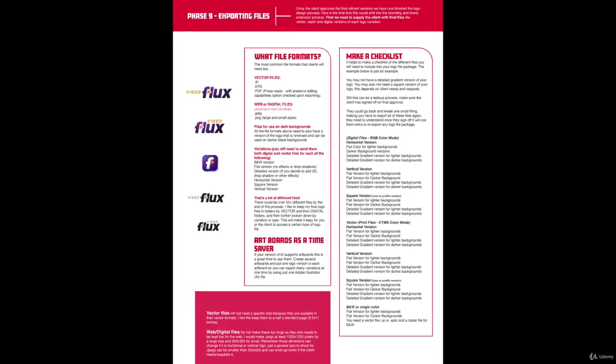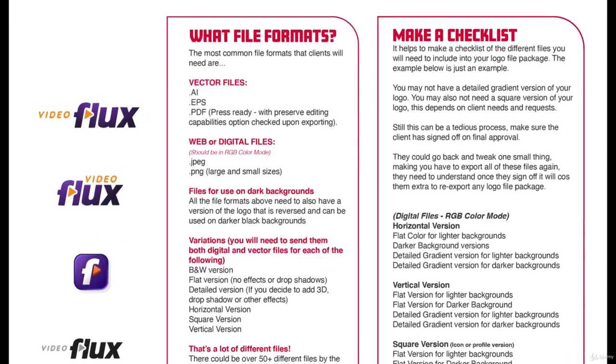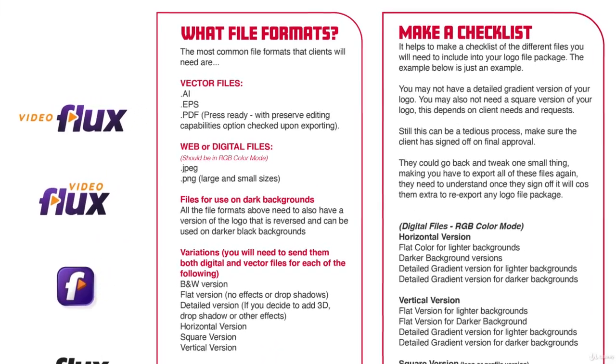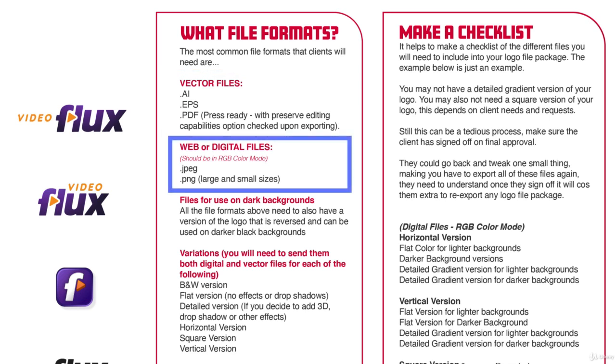Not only that, we have to think about supplying them with vector files, so original vector files like this file you're in right now in Adobe Illustrator. There's also a .eps, which is another more universal vector file, and also a press-ready PDF, which can also technically be a vector file. You also need to think about web or digital files like JPEGs and PNGs with transparent backgrounds so they can start to put this on web assets like a website.